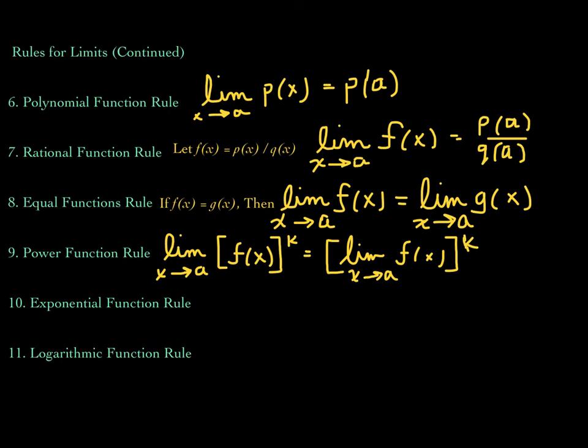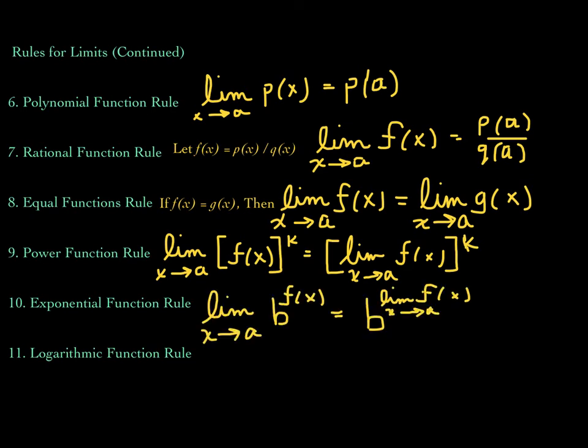All right, power function rule. This one's pretty cool. The limit of f of x to the power of k as x approaches a is equivalent to the limit of f of x as x approaches a raised to the power of k. So basically you can evaluate the limit of the function and then take that limit and raise it to the power of k. And here, k is any real number. So you can apply that power basically after finding the limit. Pretty cool.